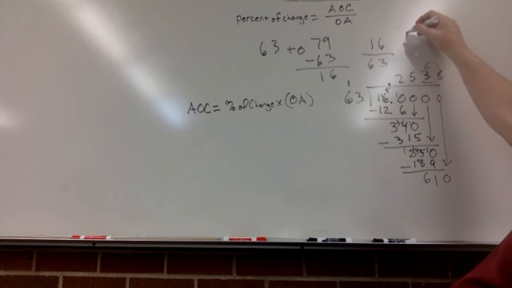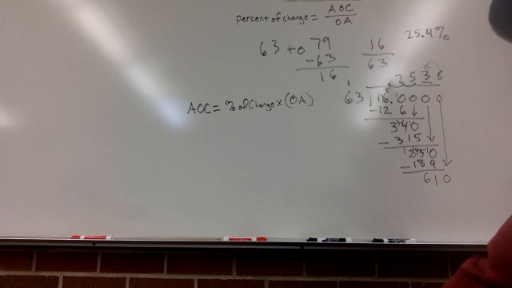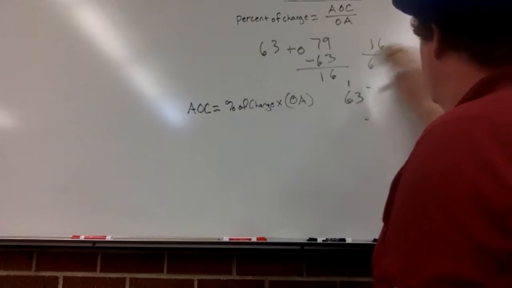Okay? So my answer is going to be, when I move my decimal twice, 25.4%, because we're rounding it to the nearest tenth of a percent. So none of my percent answers on the front should have more than 1 number behind the decimal. That one was a tricky one. All right, let's look at number 8, because that one's got some trickiness to it too.